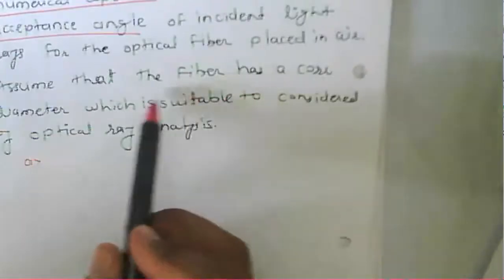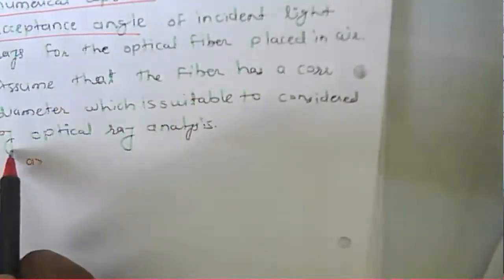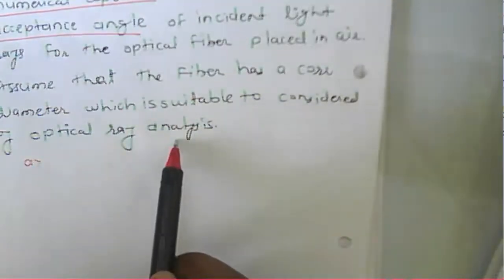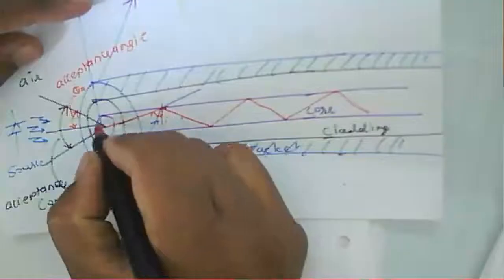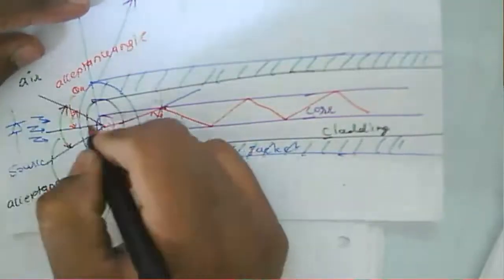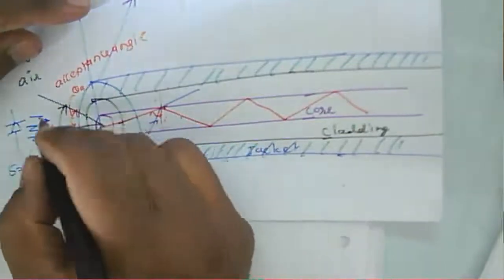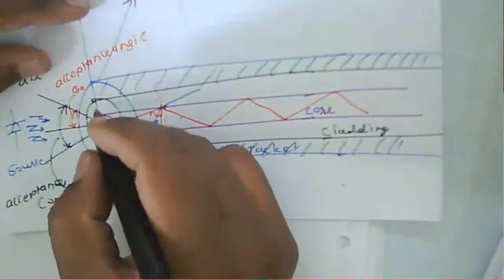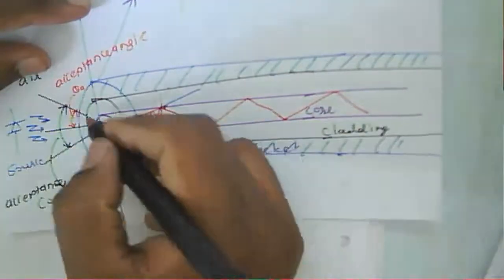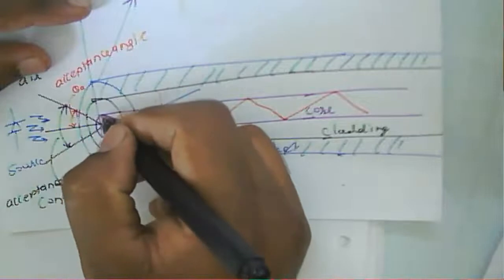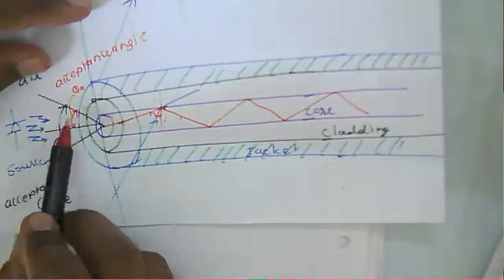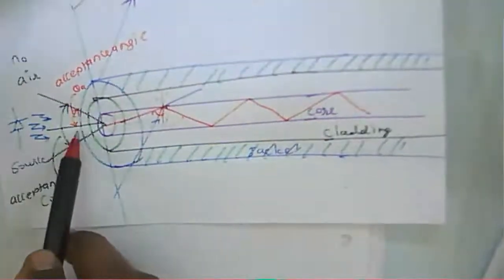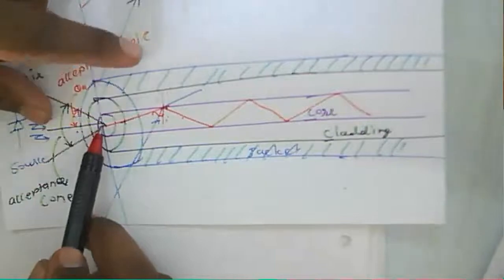Assume that the fiber has a core diameter which is suitable to be considered by the optical ray analysis. Why is it mentioned? Because the fiber has a core and cladding. When light is launched inside the fiber, there is interaction between the core of the fiber and the air. That's why there is an acceptance angle here.